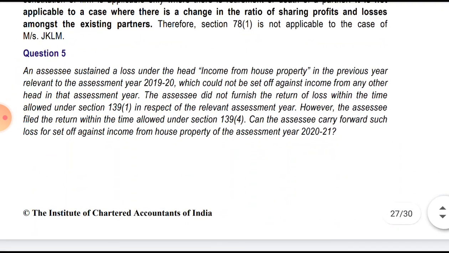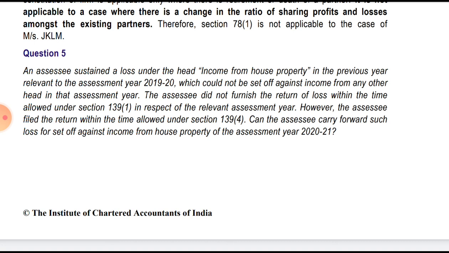And the last question, question number 5: an assessee sustained a loss under the head income from house property in the previous year relevant to the assessment year 1920, that is 1819. It was a loss which could not be set off against the income from any of the other heads in that assessment year. The assessee did not furnish the loss return within the time limit specified under 139(1) in respect of the relevant assessment year.